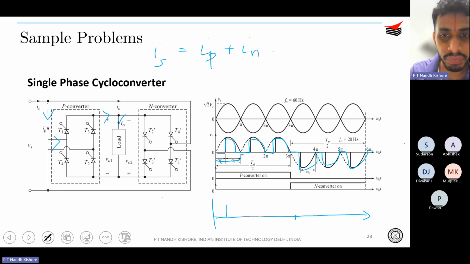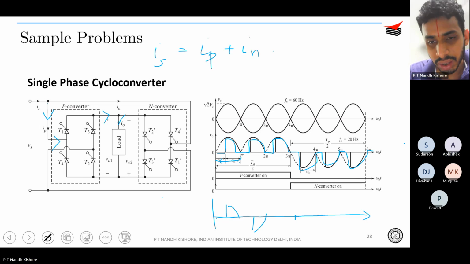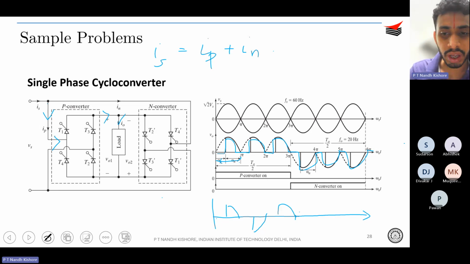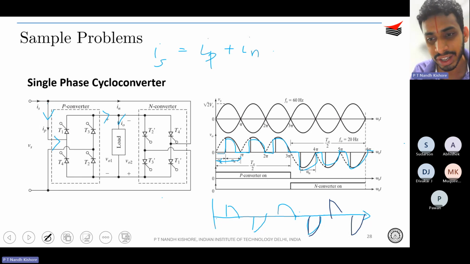So it will be like this and then like this. Correct. And then you have something like this. Okay. If I draw the same for the other one, this is the other converter. You're going to get something like this. And if you add it up, you're going to get your input, correct?